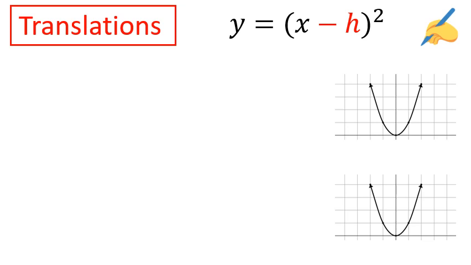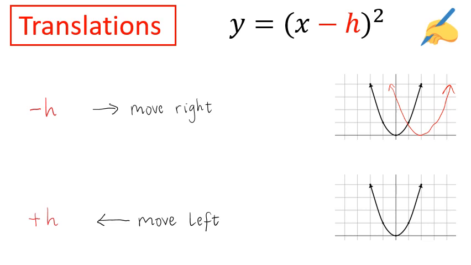Translations move the graph. When the brackets have a negative number, we move right, which is kind of the opposite to what you would think. And when there's a positive number in the brackets, we move left.